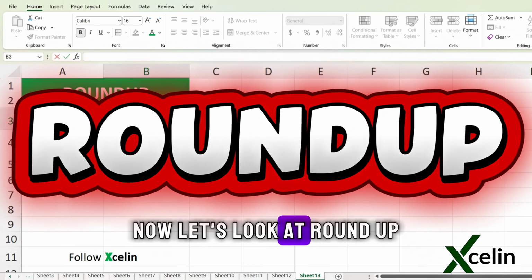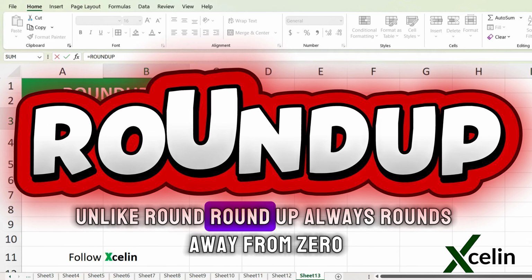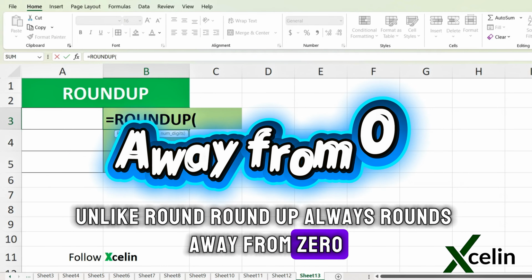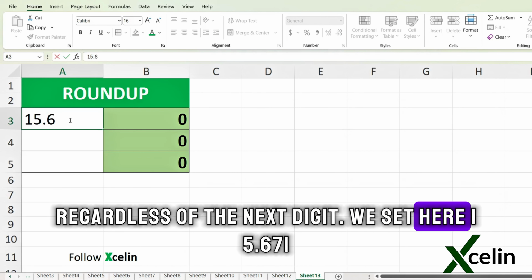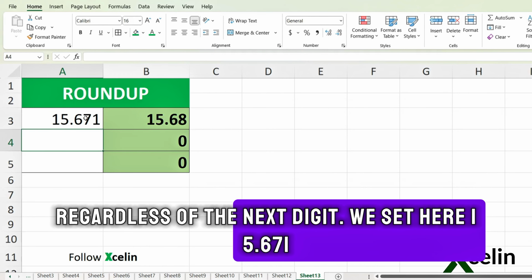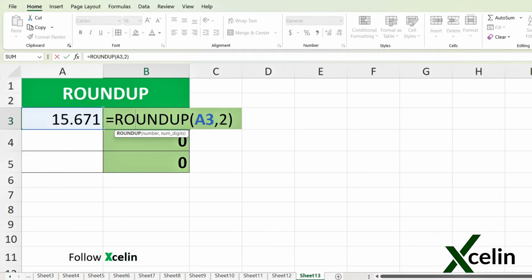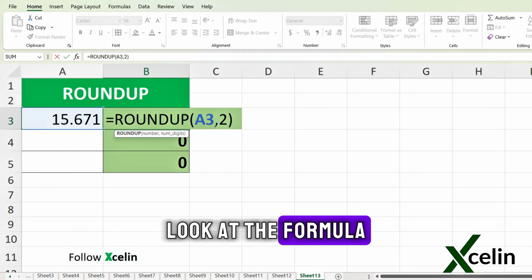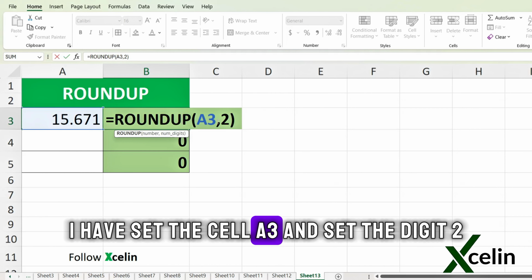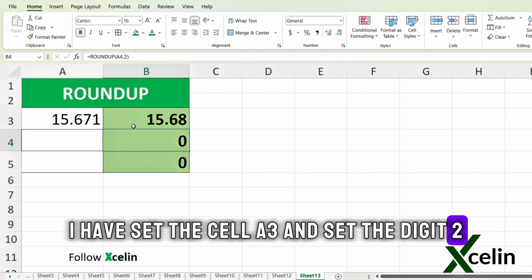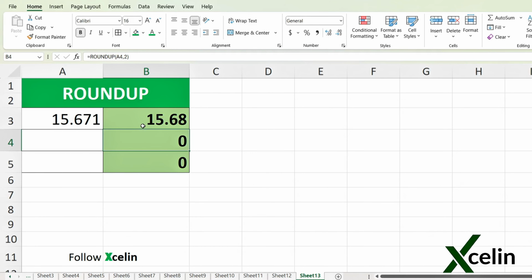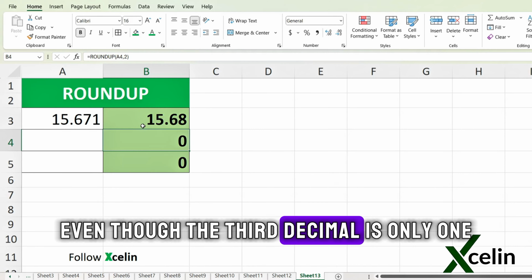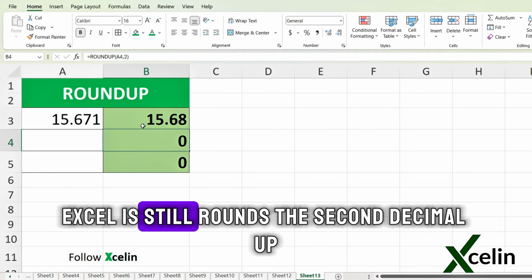Now let's look at ROUNDUP. Unlike ROUND, ROUNDUP always rounds away from 0, regardless of the next digit. We set here 15.671. Look at the formula. I have set the cell A3 and set the digit 2. What can you see? Notice something interesting.